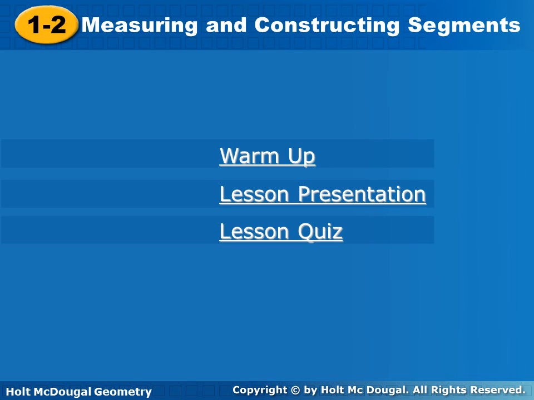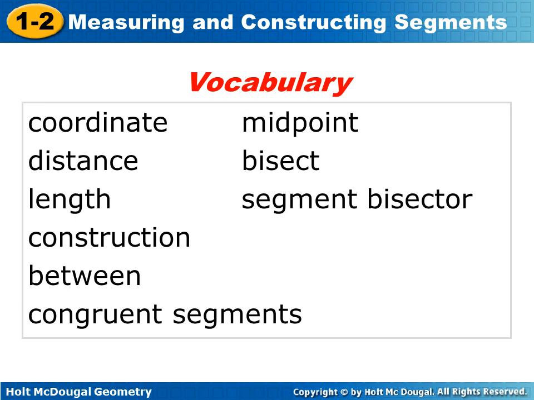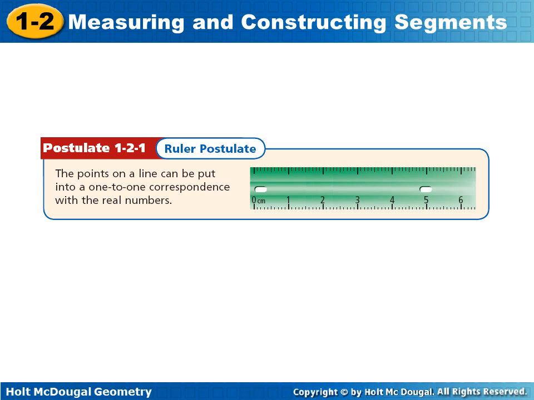So today we're going to continue with some vocabulary, and we're going to be measuring and constructing segments. Our vocabulary for today is coordinate, distance, length, construction, between, congruent segments, midpoint, bisect, and segment bisector. Our first postulate is 1-2-1, the ruler postulate.